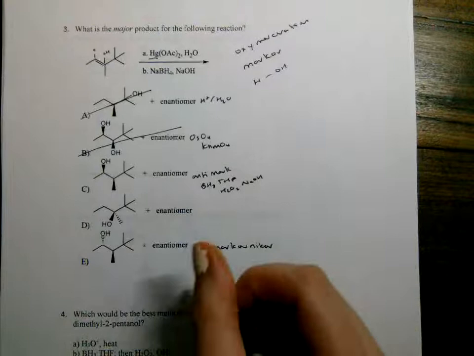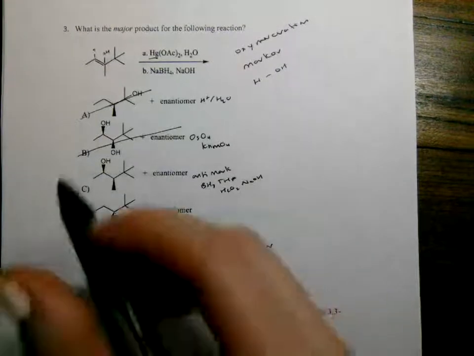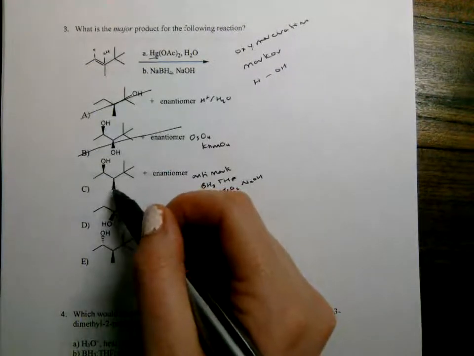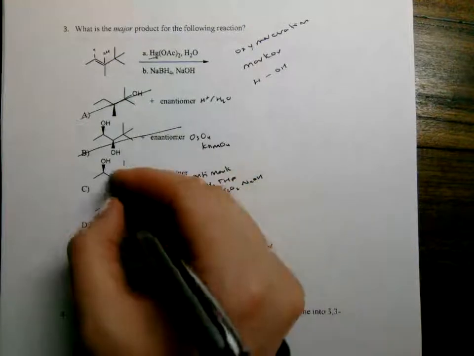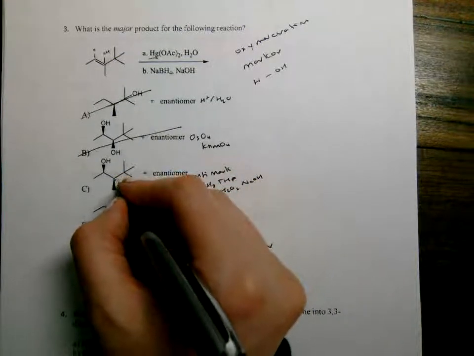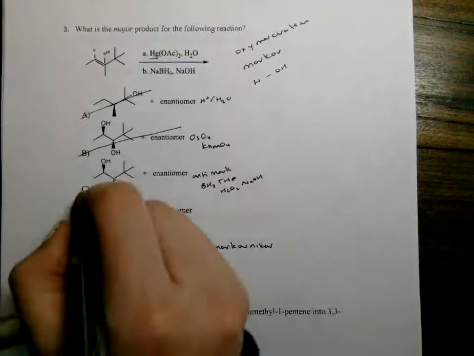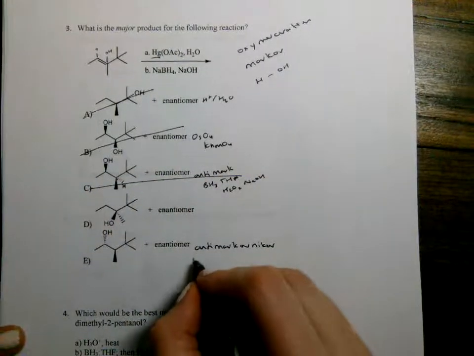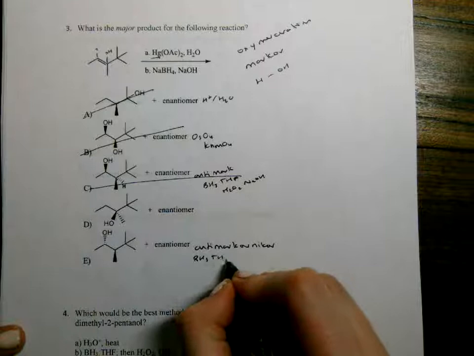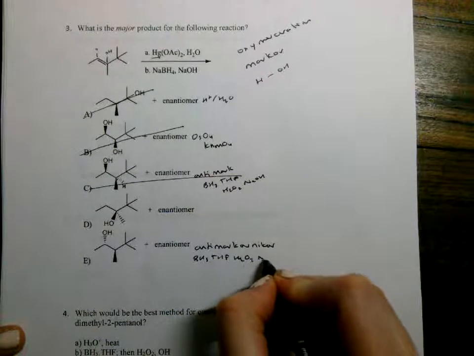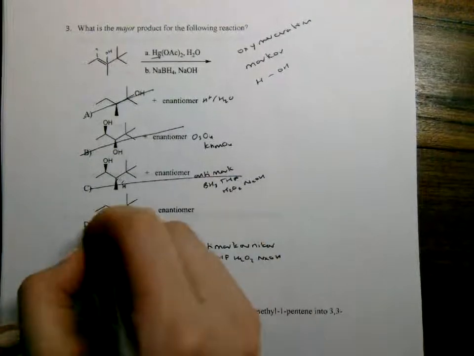So again, you would get that. Well, actually, I guess this one you couldn't get with BH3 and THF, because they add syn, the alcohol and the hydrogen. And in this case, they added anti. So this one you would actually get with BH3 and THF. So the only answer left is D.